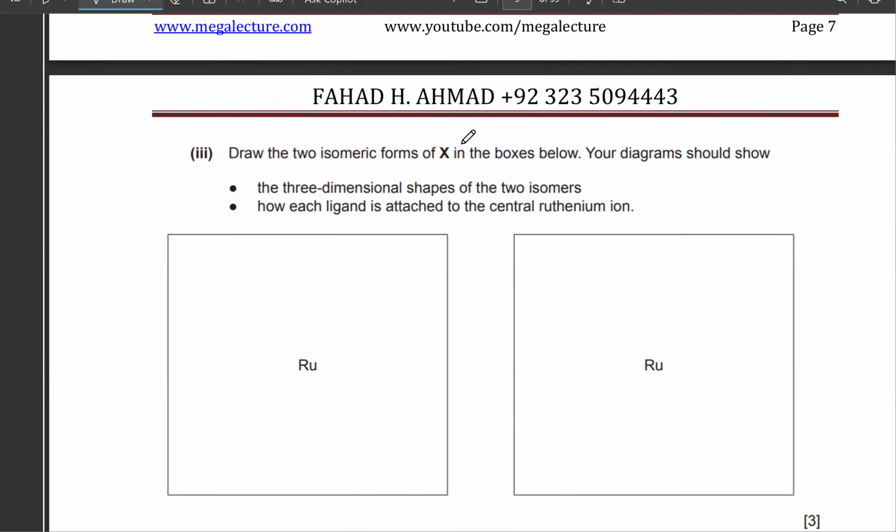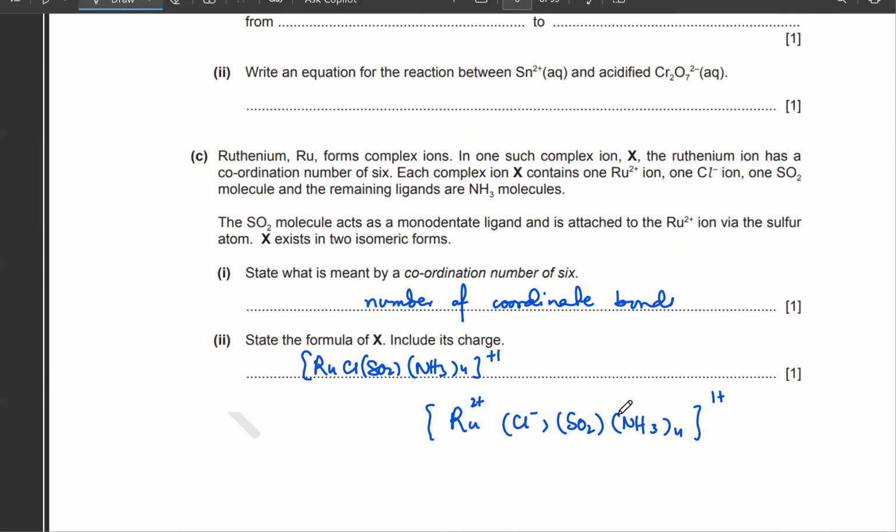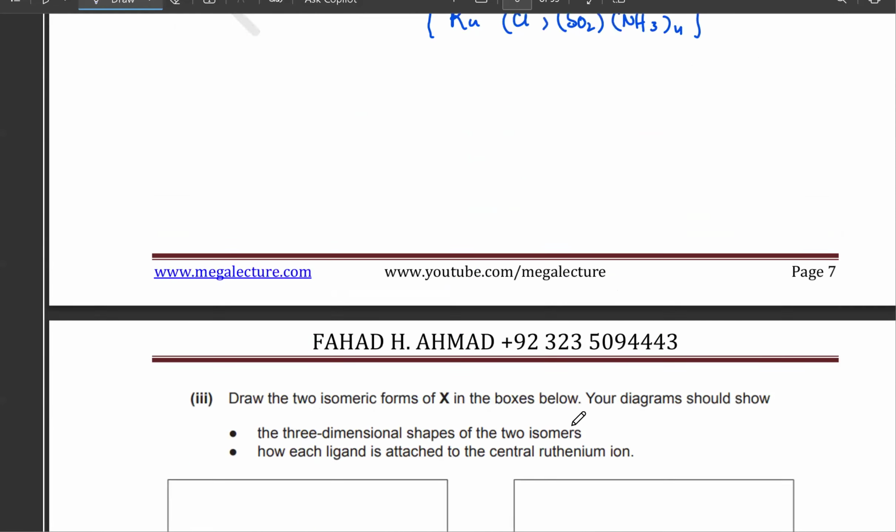Now, next one is draw the two isomeric forms of X in the boxes below. The two isomeric forms are that because it's an octahedral complex, either the Cl ions and the SO2 are together or they're on opposite sides. So it's a cis-trans form. I'm going to draw the first one.